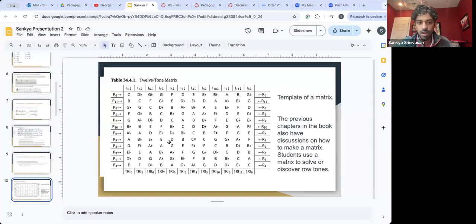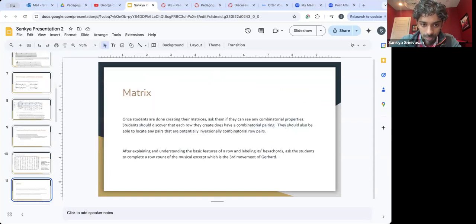Oh, and this is also an example of what a 12-tone matrix would basically look like. The previous chapters in the book also have discussions on how to make a matrix. Students use a matrix to solve or discover row tones. Once students are done creating their matrix, ask them if they can see any combinatorial properties.